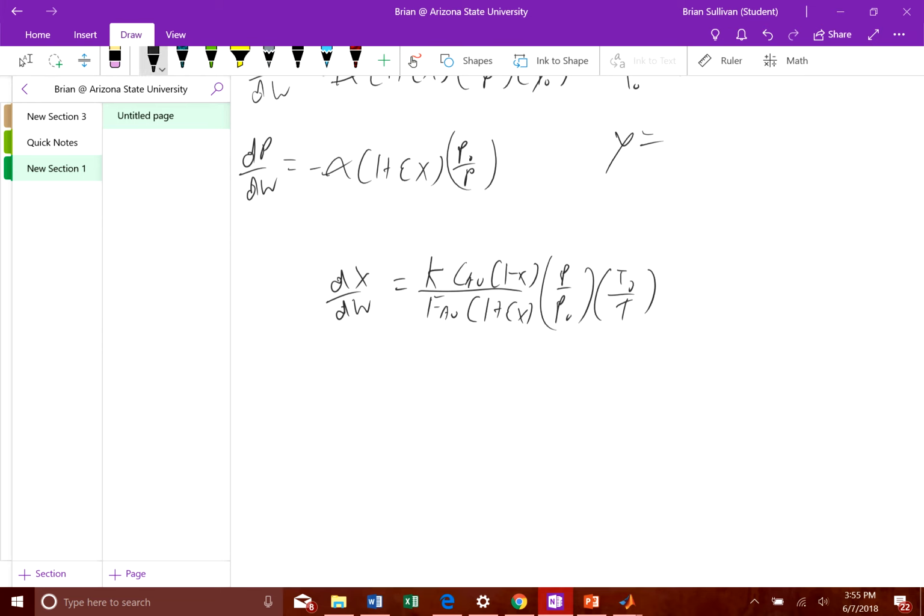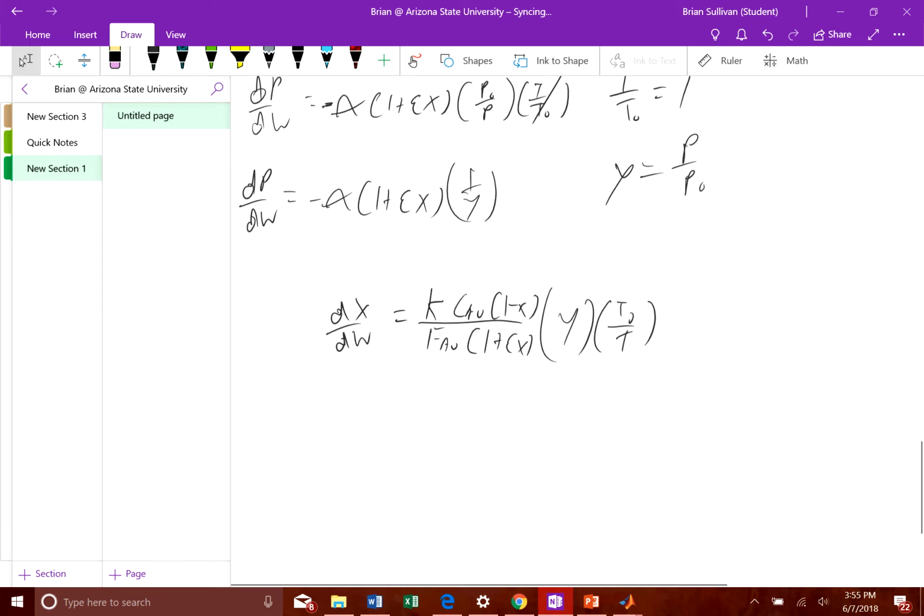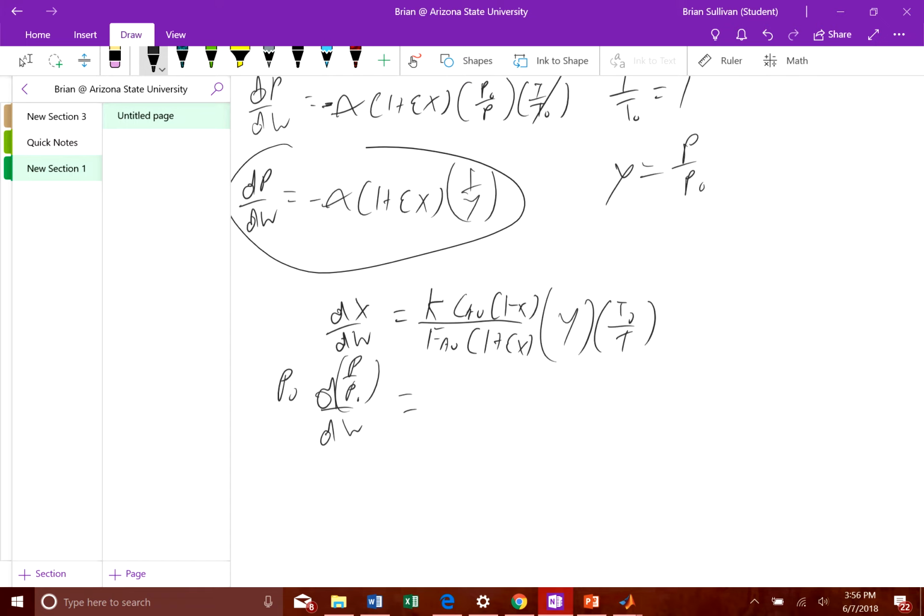So we're going to say y is equal to p naught over p, because this is going to make p over p naught, so when dealing with this, it will become 1 over y, and this will become just y. So we're dealing with dx dw, dp dw. Let's times this by p naught since it's a constant, and then call this p over p naught. I'm dealing with this equation over here. So then we can say d of y.